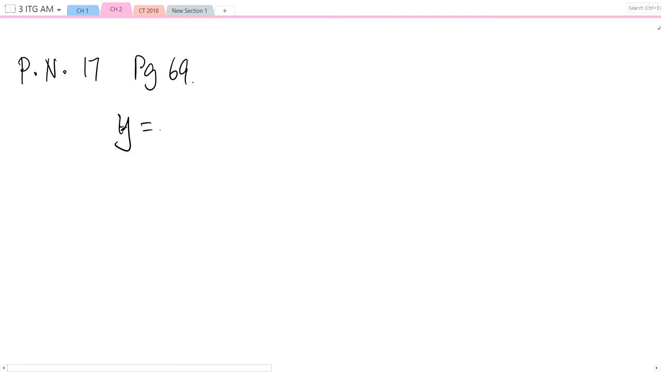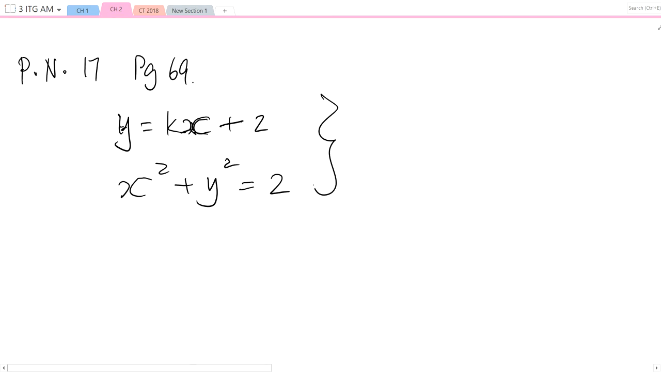So we've got y equals kx plus 2. So this is a line. They say it will intersect the curve x squared plus y squared equals 2. So they will intersect at two real and distinct points.